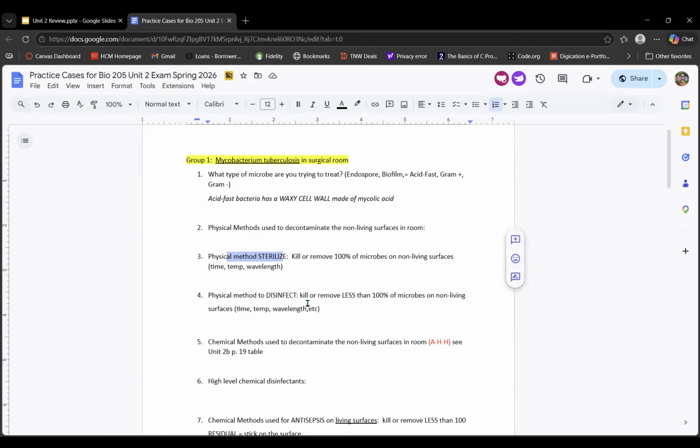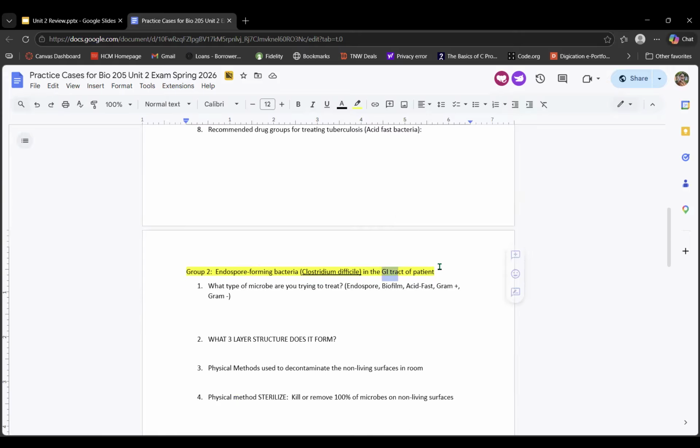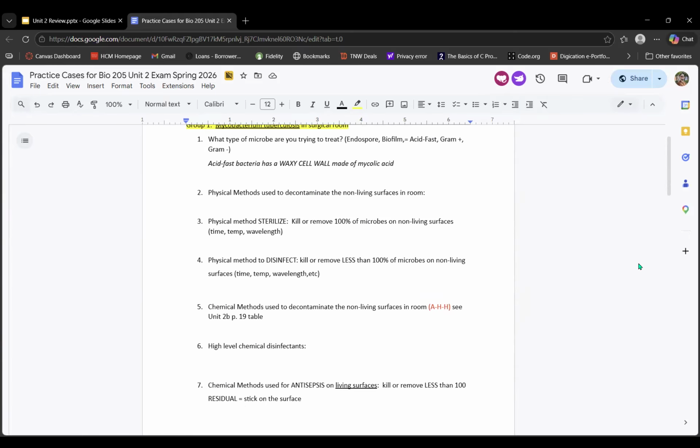Really pay attention to the keywords, because the keywords like surgical room or things like GI tract tell you that's inside a patient. You probably want to give them something that's not toxic, just as an example. Those are the keywords that are going to tell you whether you picked the right sterilants, the right disinfectants, and also the right drugs, if you will.